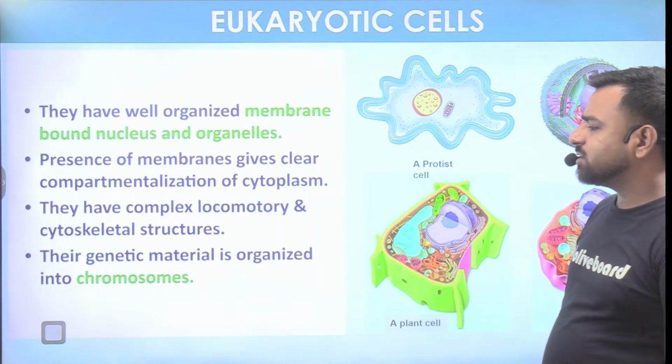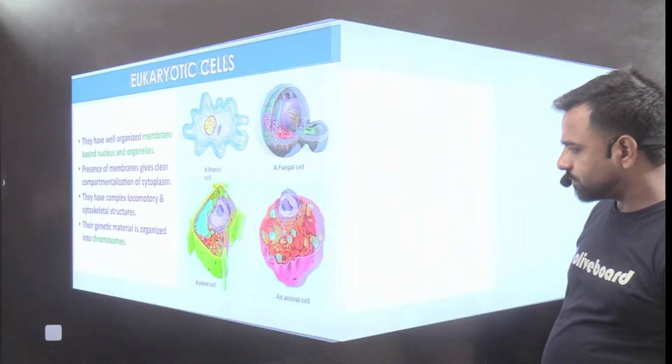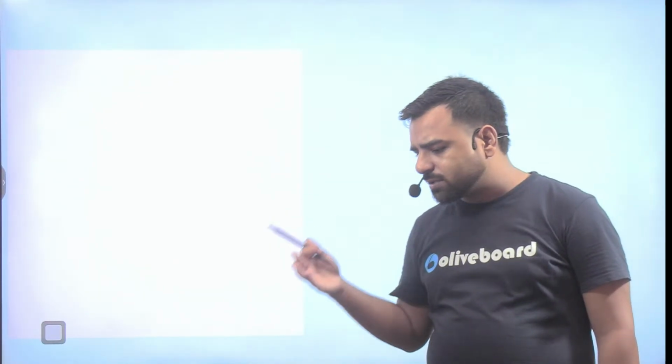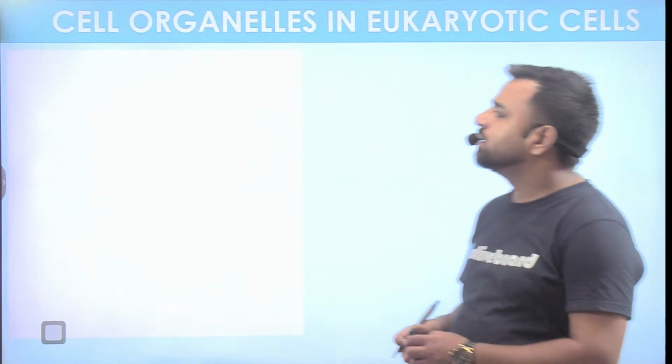Their genetic material is organized into chromosomes. So what all things are here? We have cytoplasm, we have endoplasmic reticulum. So one by one, let's have a look.